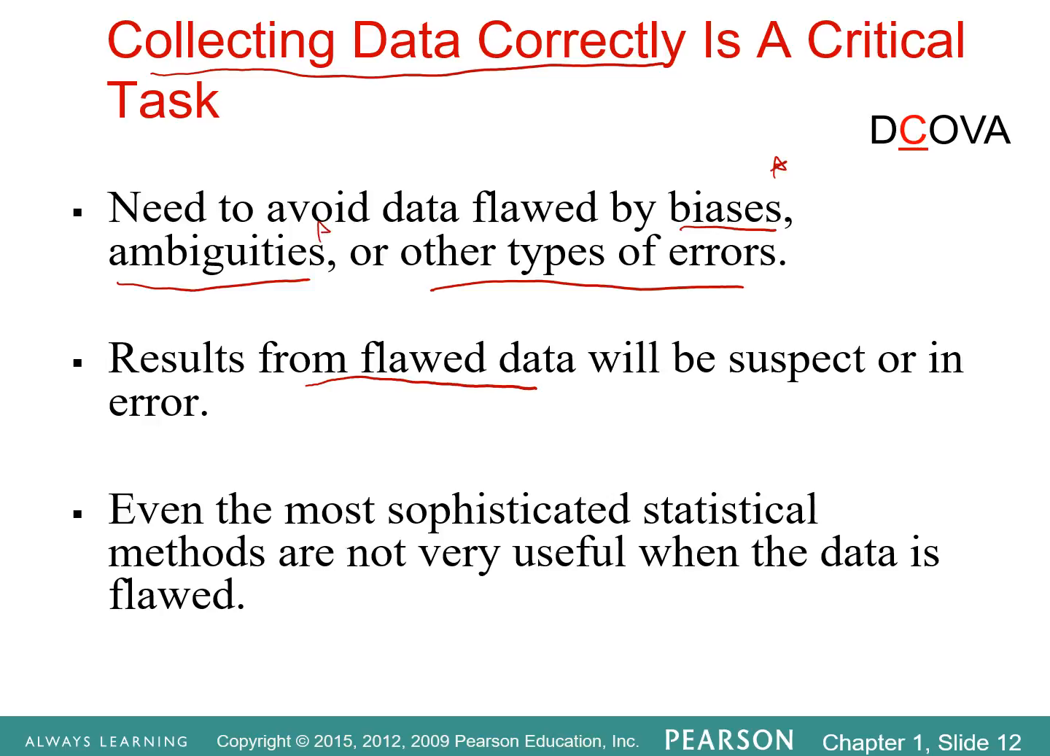biases, ambiguities in your definitions, or you don't look for possible errors in your data and you're saying, yes, this is all true and correct, it proves my point, etc. And, you know, people can't trust your results. And so notice, it seems like, oh, a very common thing, but even the most sophisticated statistical methods are not very useful when the data is flawed.